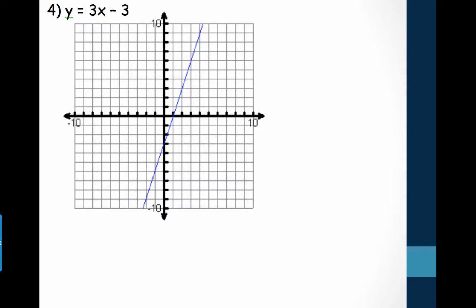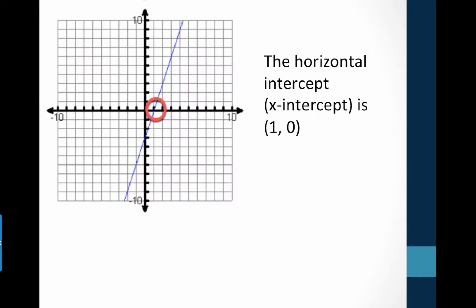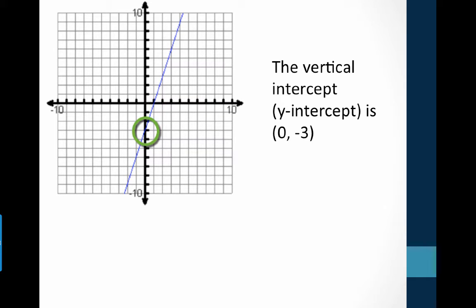So here we have an equation. This is number 4 in your handout. y equals 3x minus 3. And we can see that it crosses the x-axis at 1, 0, and it crosses the y-axis at 0, -3.